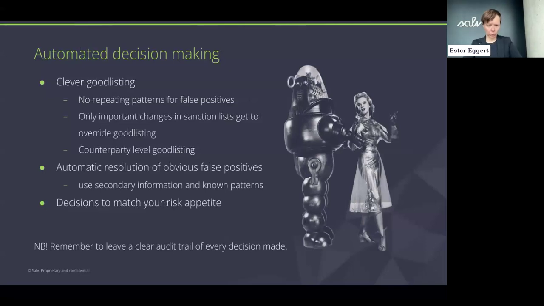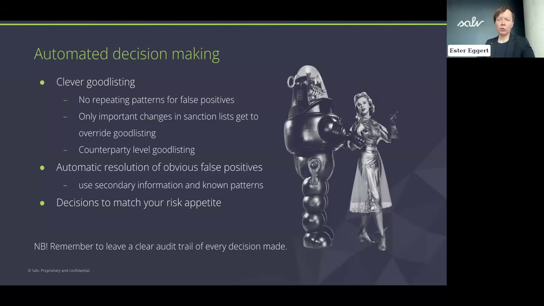Some other points to cover. Automation. This is something that most screening engines actually do, well, I can't say relatively well, but they have different components of it. Good listing nowadays is table stakes. Everyone has it. But maybe one thing to highlight regarding good listing is the flexibility of it. Often there are some minor updates in sanctions lists which abolish your good listing. So again, you need the configuration around it to define what's actually a significant update in a list and what would be considered minor and completely irrelevant.